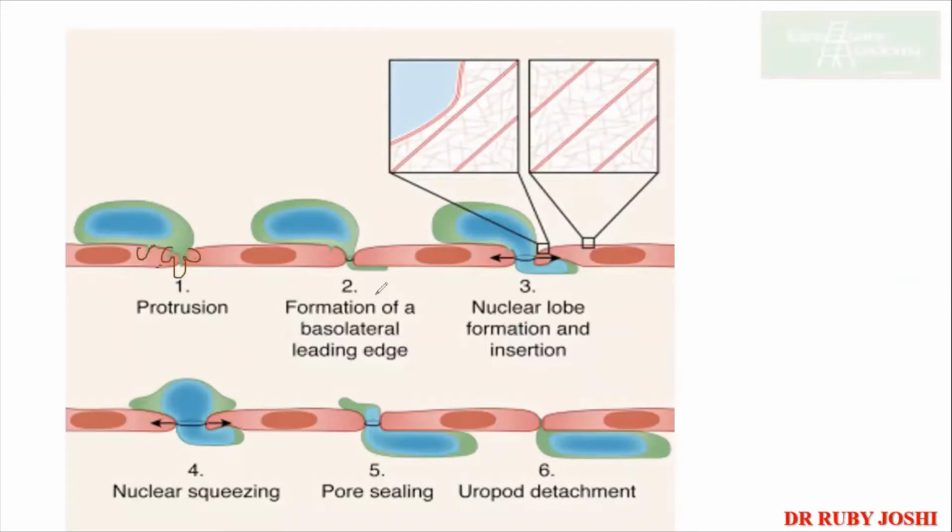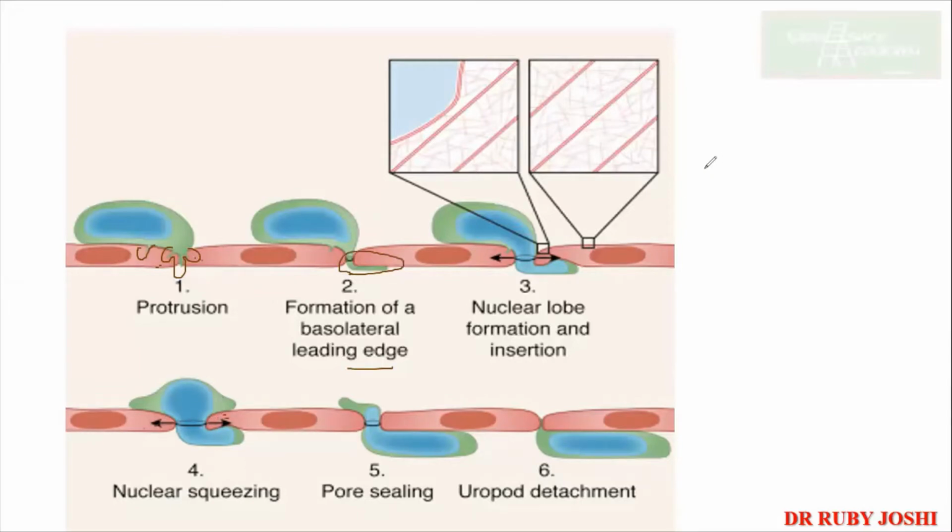Then they start coming out at the basolateral side, the leading edge. So this is known as the leading edge. Usually it is followed by the nuclear lobe formation and insertion. The whole nucleus will come, and following it the whole cell will come, okay? Then they start squeezing, meaning what? You have broken the connections between the two endothelial cells.